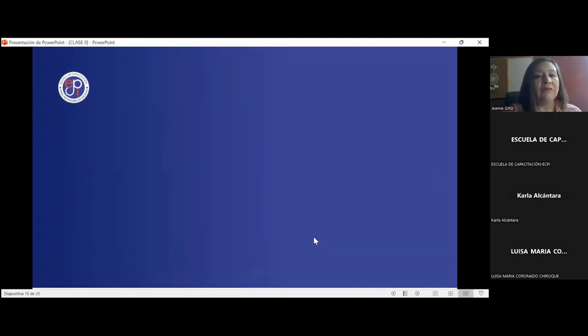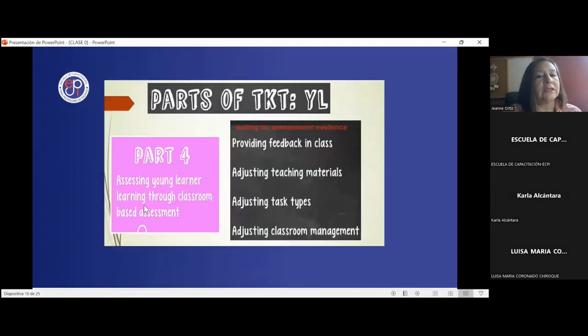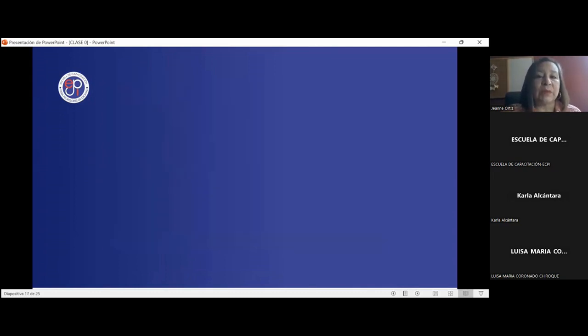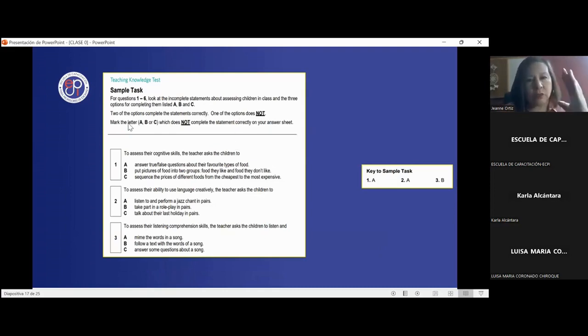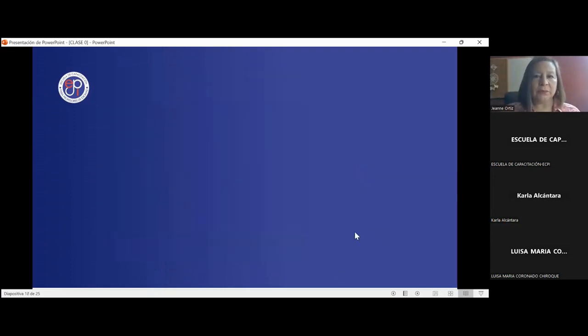Okay, great. And finally, we have assessing young learners through classroom-based assessment. So here's a lot of assessment. We're not going to do this activity because, well, we don't have too much time. So always you will work alternatives, right? Possibilities. So what is important here? To read the instructions. What do we have to do? And according to this, we are going to work on the different alternatives.